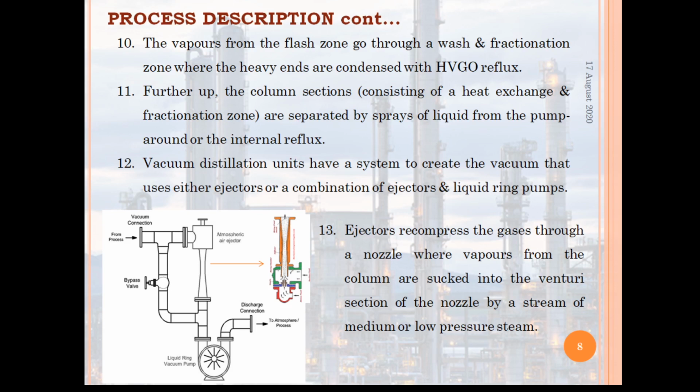So the vapor from the flash zone goes through the wash and fractionation zone, washing by that steam, means whatever the steam we are incorporating before that furnace. So these vapors from the flash zone go through a wash and fractionation zone, where the heavy ends are condensed with high vacuum gas oil reflux.